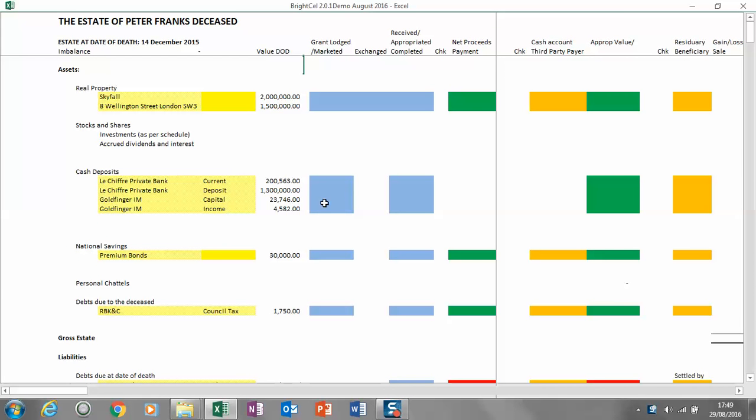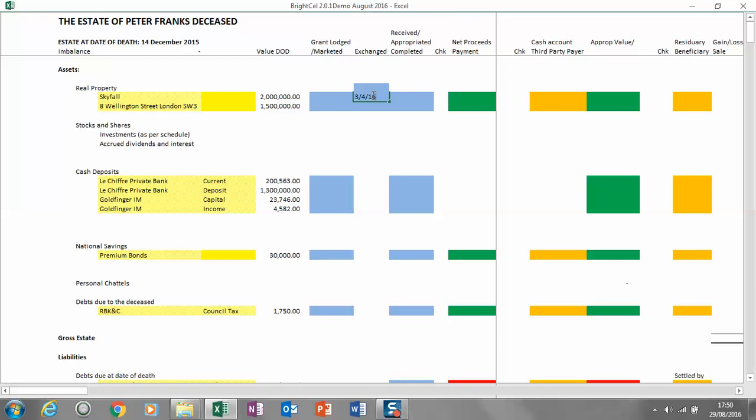This comes up and tells us what we've got, reminds us a bit about it. So what we're going to do here is sell Skyfall. Again, this first column, grant lodged or marketed, is just a progress update for you. But what is important, particularly with real property or any asset which you're selling, you have to put the date of exchange, because of course that is the date on which you're deemed to dispose of it for capital gains tax. So I am going to say that this was disposed of on the 3rd of April 16.